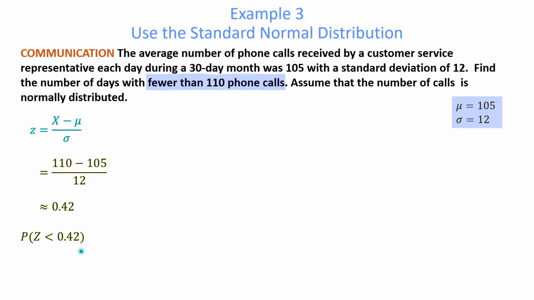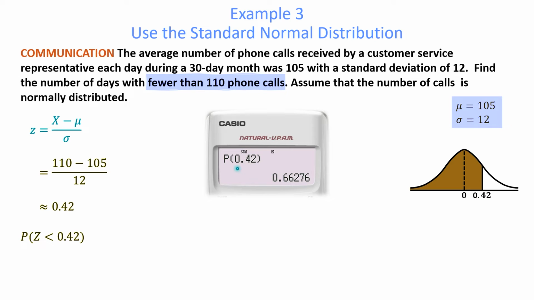Let's draw ourselves a diagram. We have a standard normal distribution because we're dealing with Z values, with the mean 0 at the center. So 0.42 is the Z value, which is located around here. We draw a line upwards, and we want fewer than or less than 0.42, so this is to the left of this Z value. So we're dealing with the P function on the calculator.